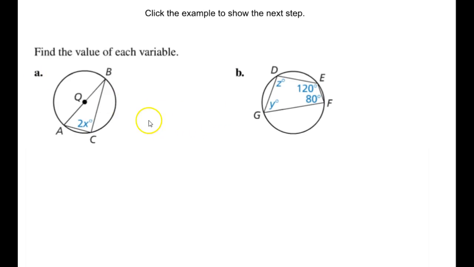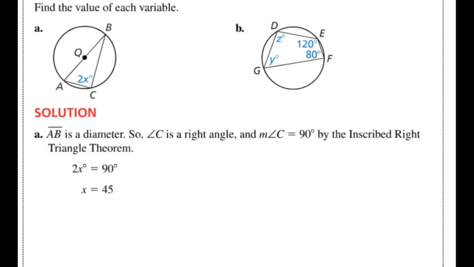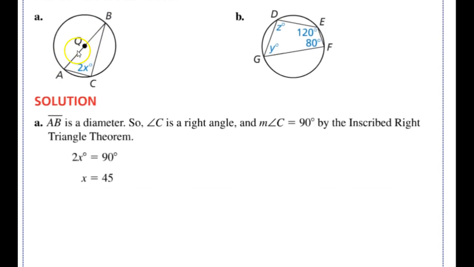So let's look at some examples here. So first I have to find the value of this 2x. Well, first thing I notice is that AB is a diameter of the circle because it does go through the center. So I am dealing with a right triangle. Okay, so angle C would be my right angle, which is 90 degrees. So then I can just set up 2x equals 90, so x would be 45. Okay, and I know that because I'm dealing with the diameter of this circle.